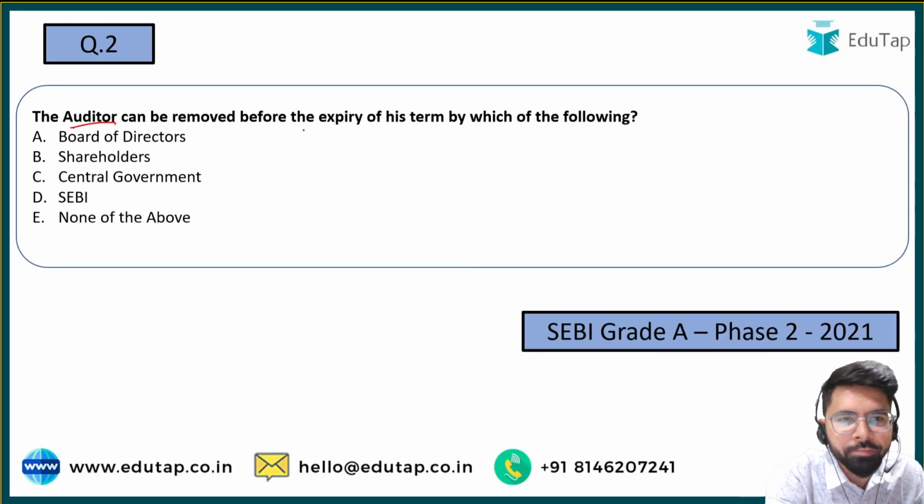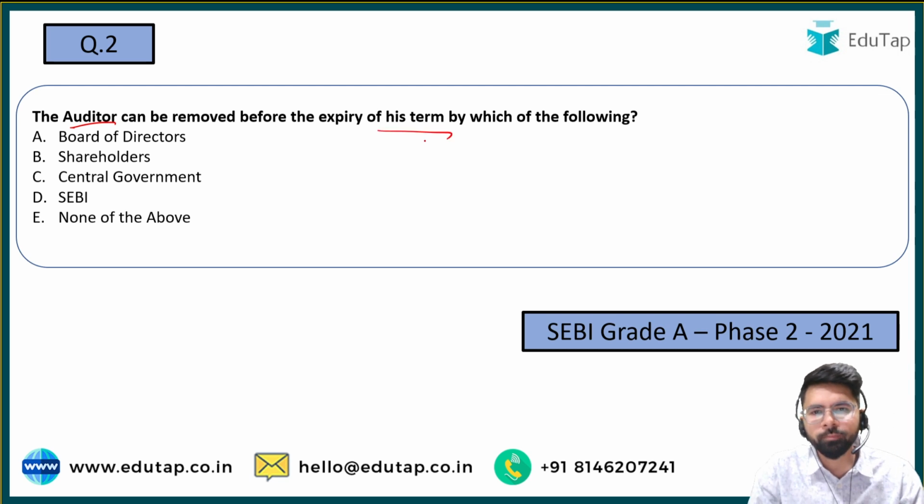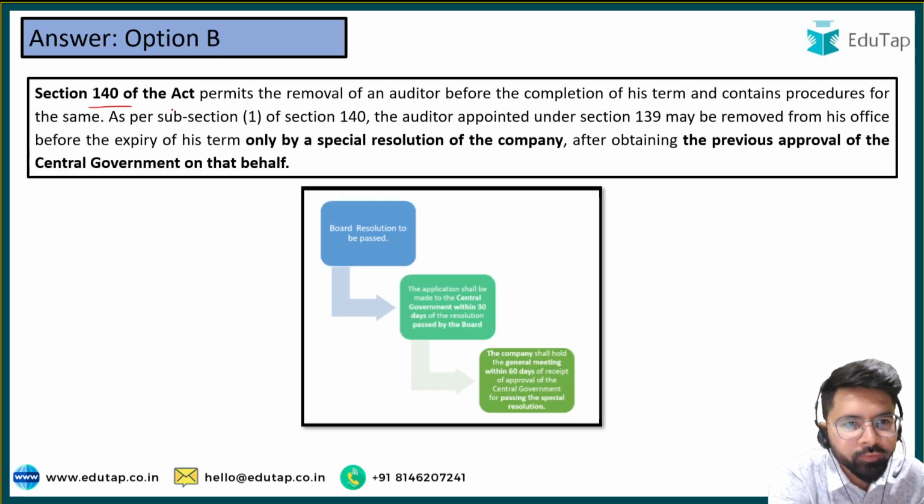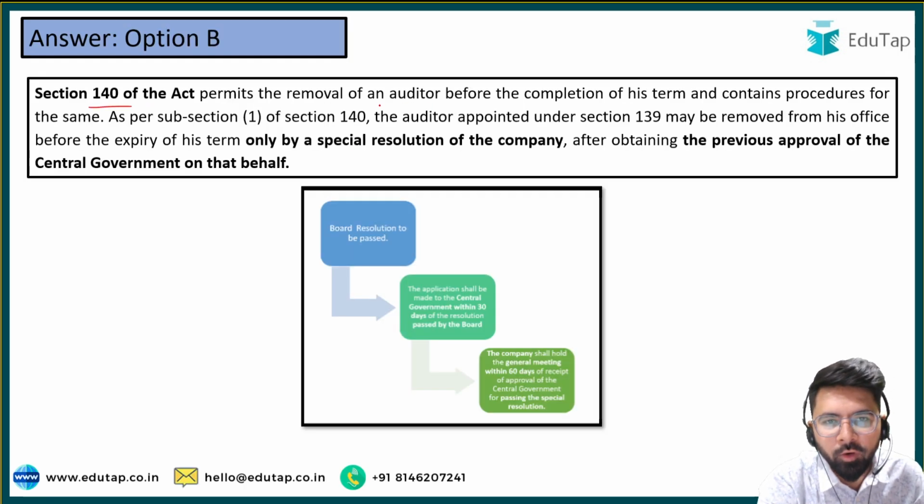The auditor can be removed before the expiry of his term by which of the following? Option A is Board of Directors, option B is shareholders, option C is central government, option D is SEBI, option E is none of the above. So friends, the answer to this particular question is option B, shareholders. Section 140 of the Companies Act permits the removal of auditor before the completion of his term and contains procedure for the same, as it has been discussed in this particular image.